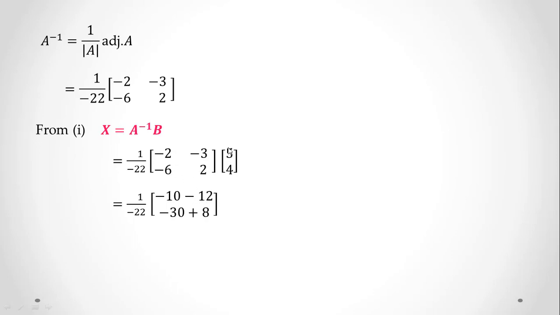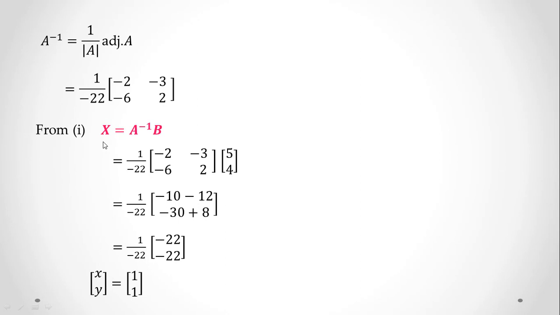First row, first column is completed. Then second row into first column, that is minus 6 into 5 is minus 30 plus 2 into 4 is 8. So we get like this. Now after calculation it is equal to 1 upon minus 22 into the column matrix, that is minus 22, minus 22, and if you multiply this 1 upon minus 22 with this, we get just 1, 1.